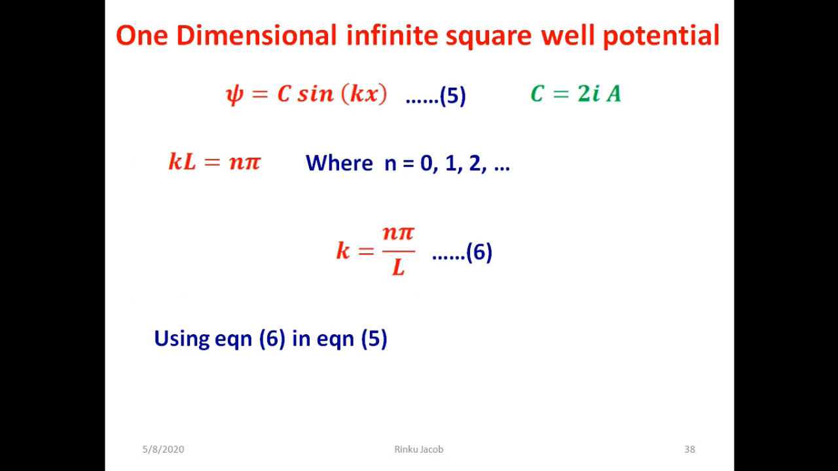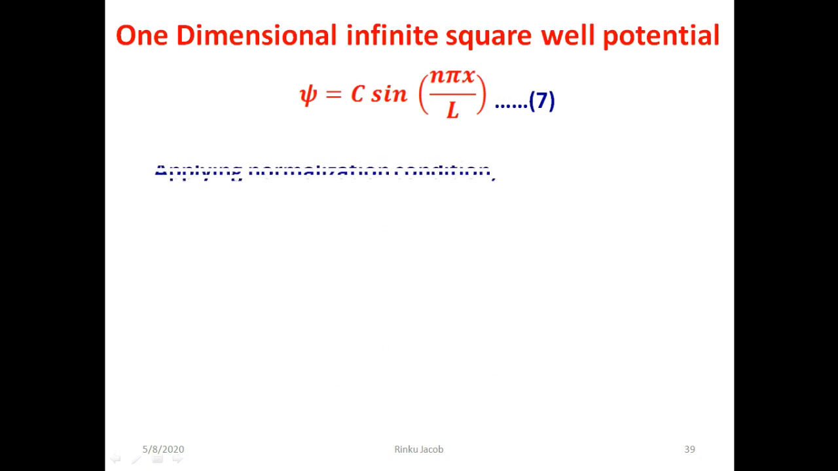Now using the value of k given by equation 6 in equation 5, which is the equation for wave function, we get ψ = C sin(nπx/L), which is equation 7. Now to find the value of C, we apply the normalization condition. Here the normalization condition is that we sum the probability of finding the particle between x = 0 and x = L. As we are calculating this probability continuously between x = 0 and x = L, we use integration instead of summation.